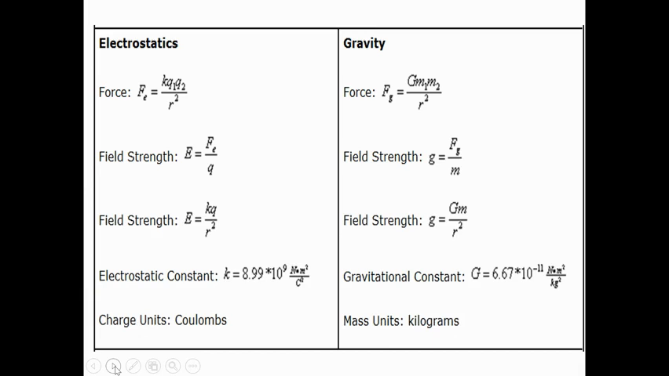So here's the summary of the comparisons between electrostatics and gravity, our two field forces, similar equations for force and also field strength. Notice that the constants, though, are quite different. The electrostatic constant has an order of magnitude of 9, so 9 powers of 10, where the gravitational constant is much weaker with an order of magnitude of -11, showing that gravity is a much weaker force than the electrostatic force.